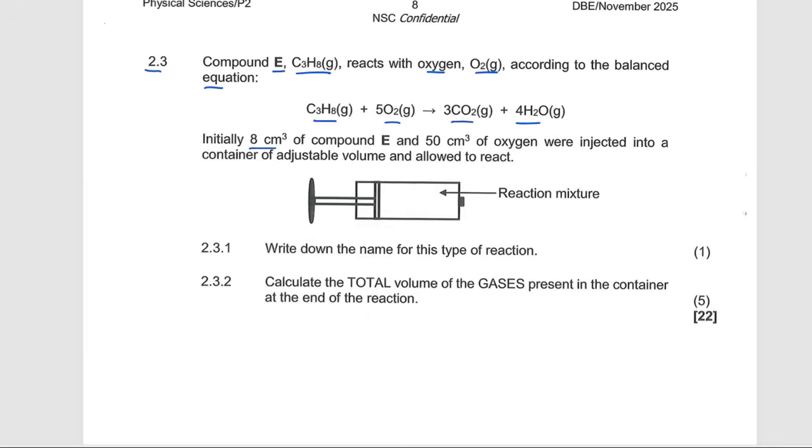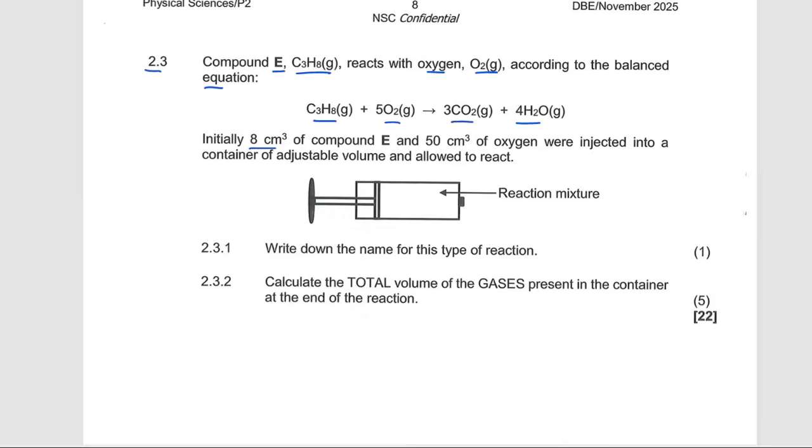It says compound E, initial 8 cubic centimeters of compound E and 50 cubic centimeters of oxygen were injected into the container. So if these were injected into the container of adjustable volume and allowed to react, they're now saying write down the name of this type of reaction. So the first thing that we need to look at is the type of reaction.